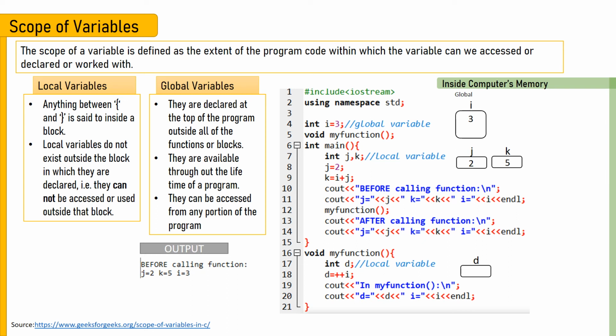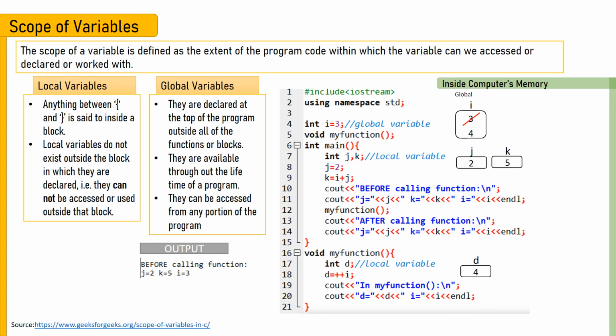In line 17, we have a declaration of another local variable inside myFunction, which is d. In line 18, we have two steps here. First, we add 1 to I. I is a global variable, so now with plus 1, I becomes 4. And then the value 4 is also assigned to local variable d.